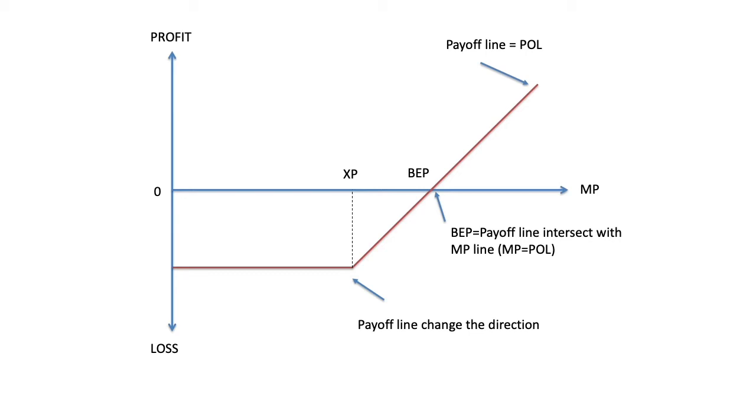For the break-even price, you put it where the payoff line intersects with the market price line. So you can see that when the MP line, the market price line, is equal to the payoff line, or basically the payoff line intersects with the MP line, that is the point where you should label your diagram with the break-even price of your option strategy.